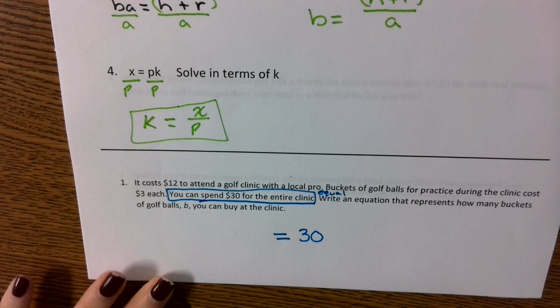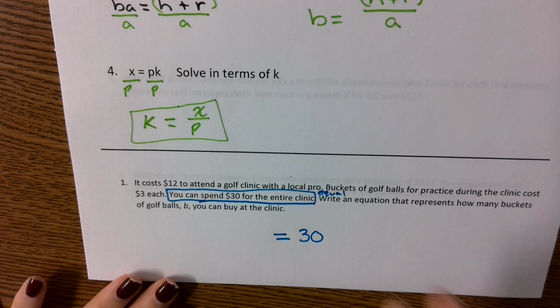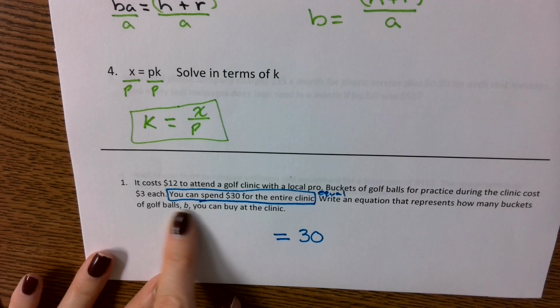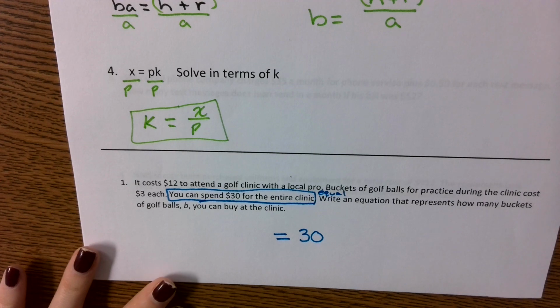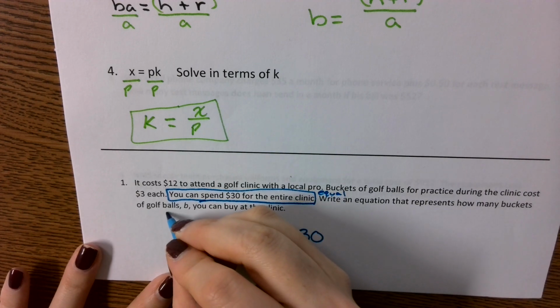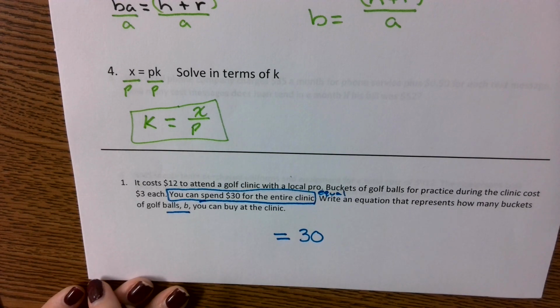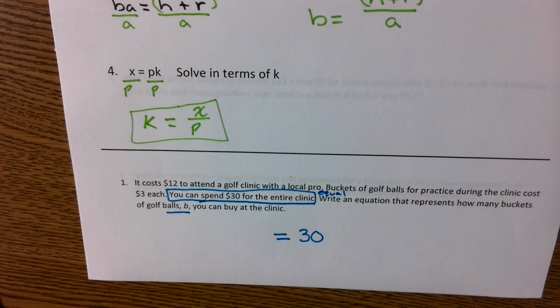So these other values are going to represent parts of my expression. When I'm identifying it here, the first thing I see is the variable that they want me to use. They want me to use the variable b. B is going to be my variable. Okay, so now we need to know what we are doing to that. B is going to represent the number of buckets of golf balls that we can purchase. So let's read through the rest of this. It costs $12 to attend the golf clinic. How many times are we paying that?